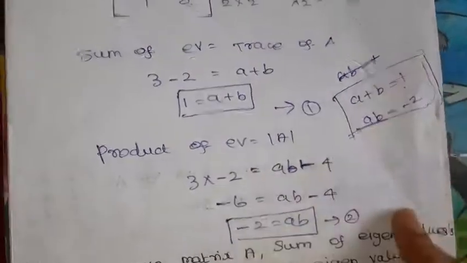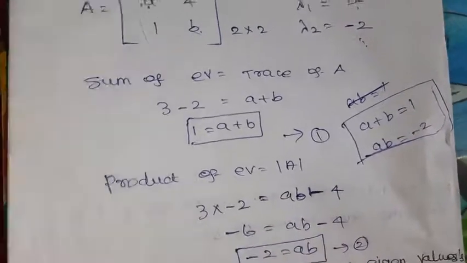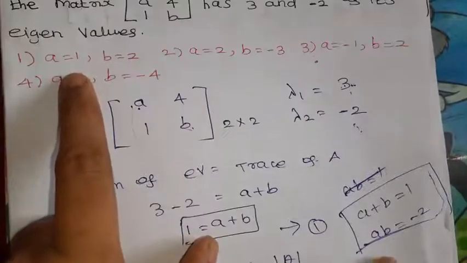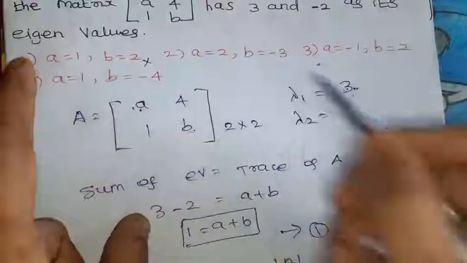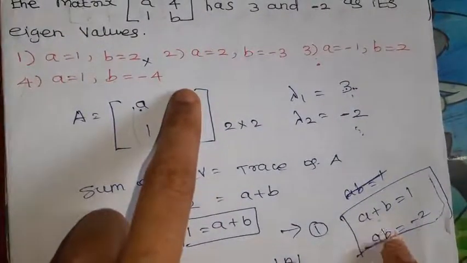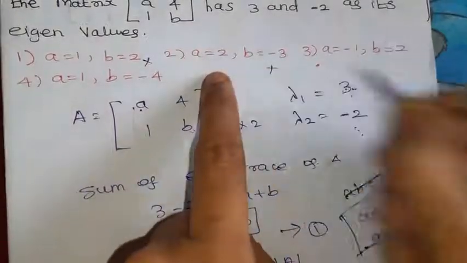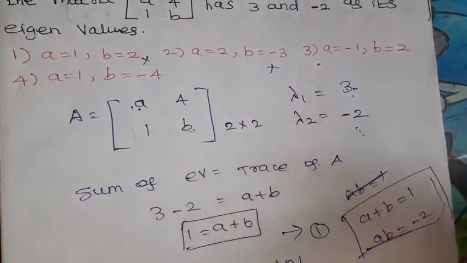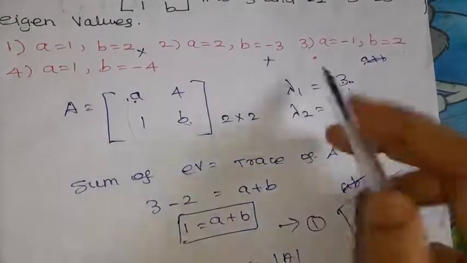So, when we add, we should get 1. From these options, we will see which one satisfies these two. Okay, when we add 2 minus 3, we will get minus 1, but we should get plus 1. So here when we add, we are getting 2 minus 1, 1, A plus B equal to 1. So this satisfies option 3.